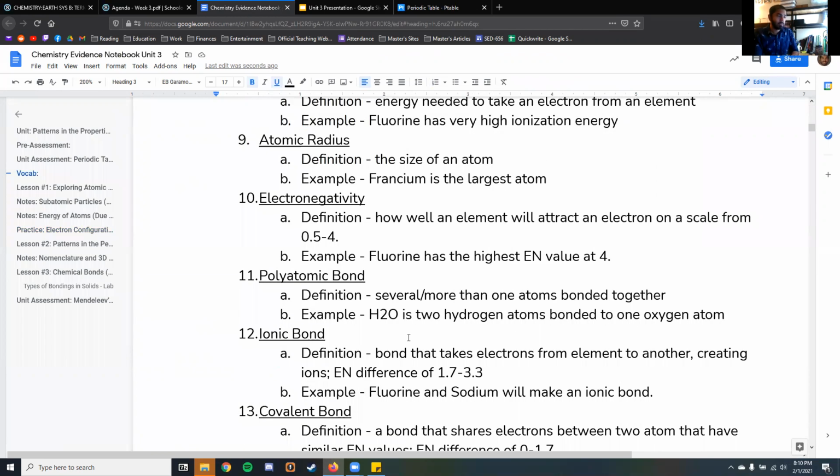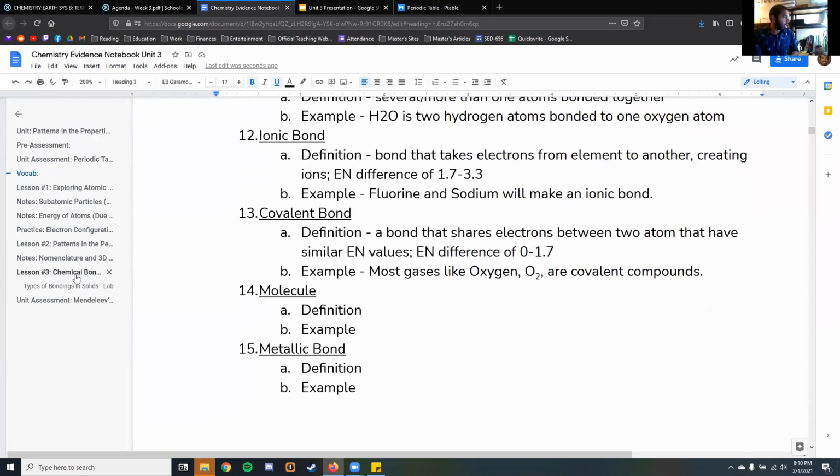So if you have H2O, the oxygen is bonded to 2 hydrogens. That's a polyatomic bond. We'll get to the rest later on here.